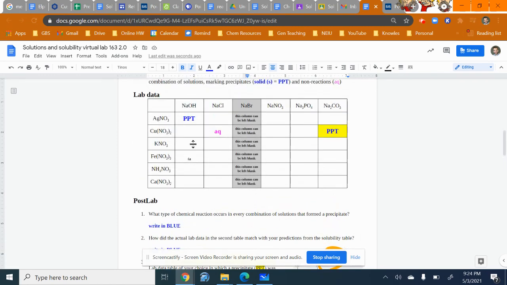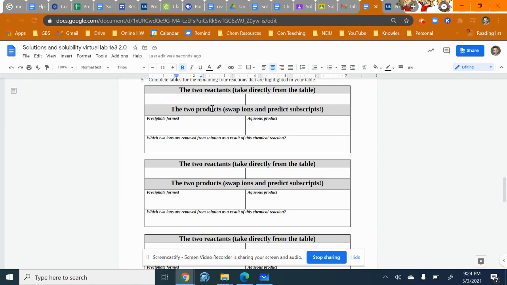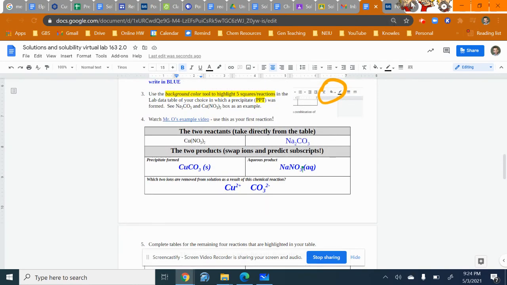You can pick any four. You do not need to do every reaction. You can do any four of the other chemical reactions up here that are highlighted and use those in the same process. And you can watch this video or ask me questions as needed.